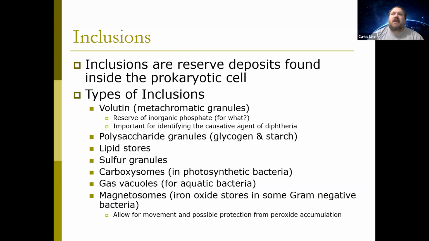Inorganic phosphate. Inorganic phosphate is used in the production of... does phosphate ring a bell for anybody? What if I said adenosine triphosphate? So inorganic phosphate is used to make adenosine triphosphate.